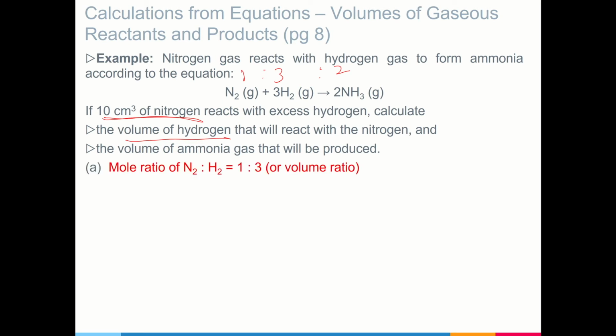Since nitrogen and hydrogen have a mole ratio of 1:3, and they are all gases, I can use volume ratio. This also means that I will just calculate my volume of hydrogen, which is 3 times 10. So page 9 of your notes, fill in part A. I just use 3 times 10 and I'll get 30 cm³.